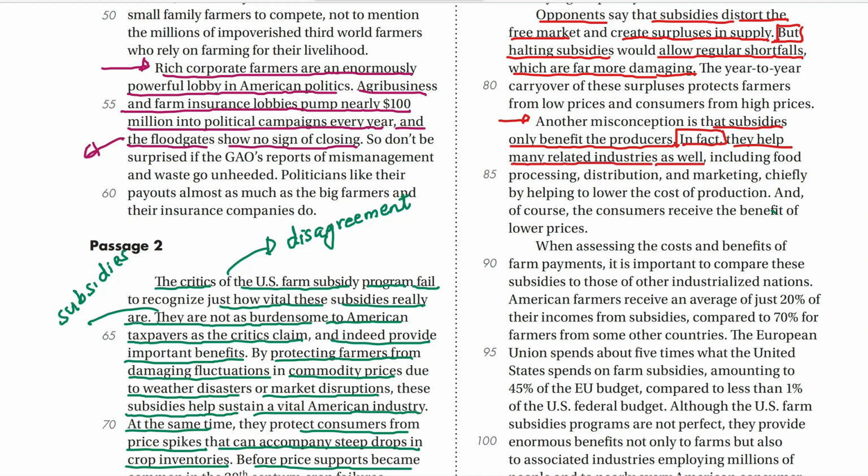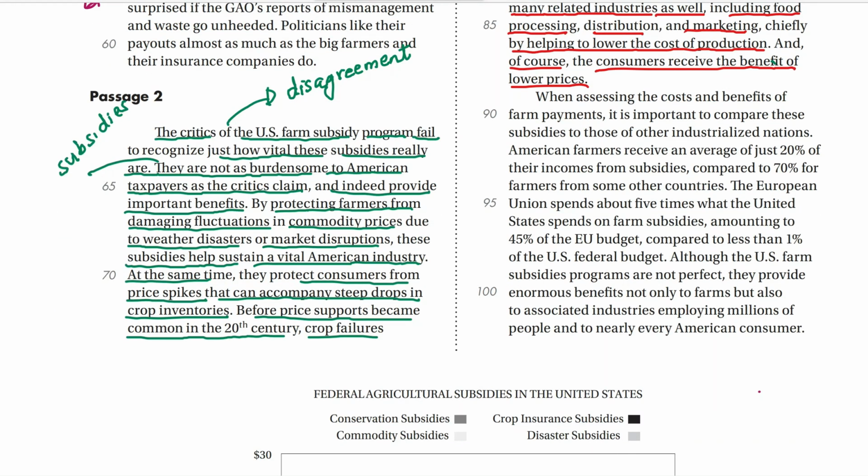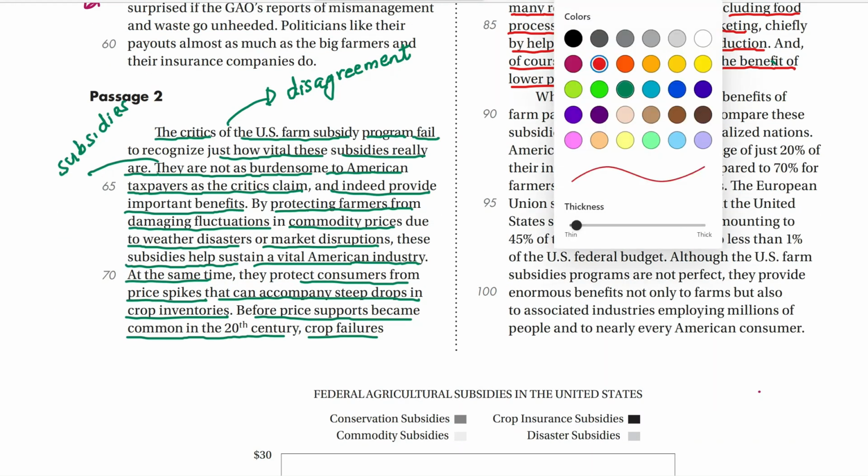They help other industries too, including what? Including food processing, distribution and marketing, chiefly by helping to lower the cost of production, and of course the consumers receive the benefit of lower prices. Up to here, is everything fine? Okay. Let us go to the last paragraph.